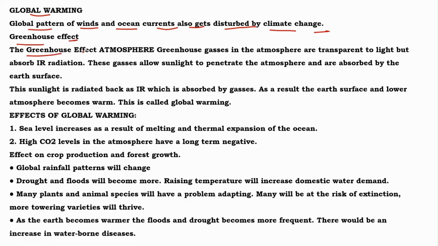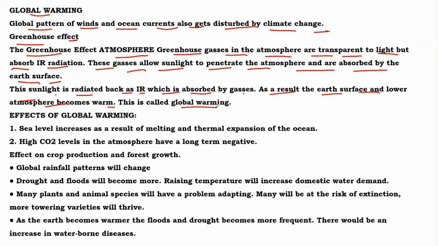Greenhouse effect. The greenhouse gases in the atmosphere are transparent to light but absorb IR radiation. These gases allow sunlight to penetrate the atmosphere and it is absorbed by the earth's surface. This energy is radiated back as IR, which is absorbed by the gases. As a result, the earth's surface and lower atmosphere become warm. This is called global warming.